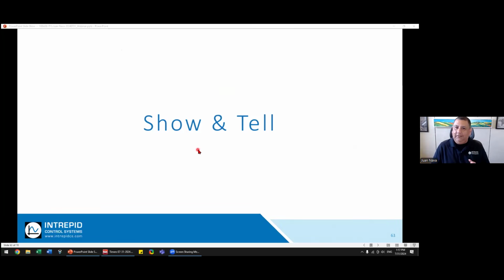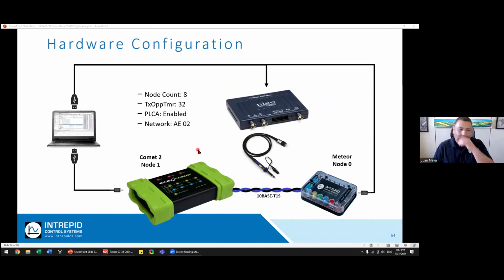I'm going to cover a little bit of show and tell. Normally in the class that I usually teach, it's hands-on. But here, just to give you a sense of what goes on, I'm going to give you a real basic sample. Here in my little setup at my desk, I created a network. My network's going to be configured to 8 nodes, even though I'm only going to use 2 nodes. I'm going to use transmit opportunity 32. I'm going to have PLCA enabled. And I'm specifically going to use network AE02, automotive Ethernet 2.